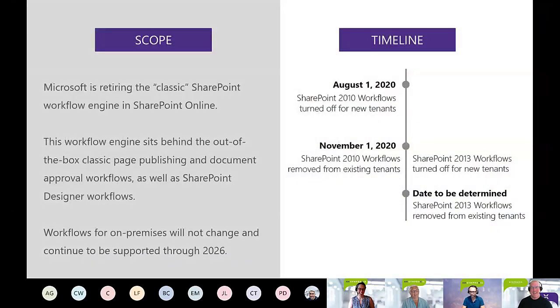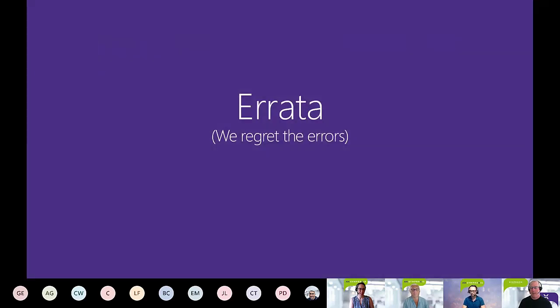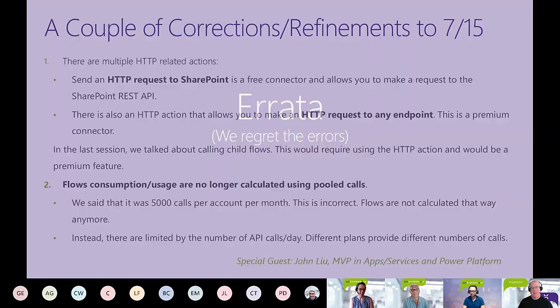All right, this is the context for our discussion. I think everybody's aware of this. I won't spend a lot of time on it, the scope of what we're talking about and why. Let's talk about what we got wrong first of all, and then we'll talk about what we learned, so we regret the errors.